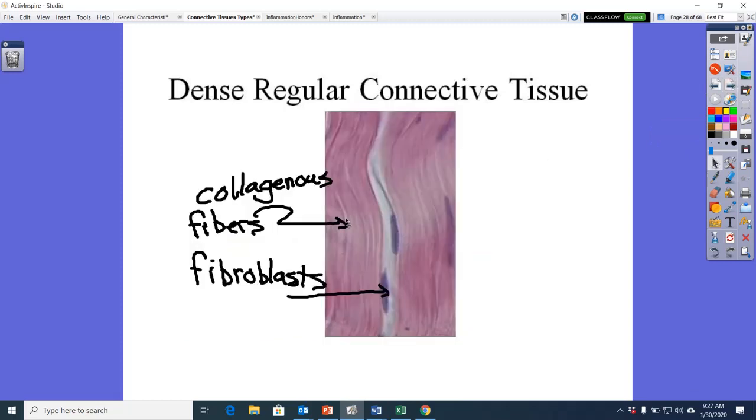Here's another one. Remember, collagenous fibers stain pink, and so you can see a collagenous fiber running linear here, and then one running parallel to it. And the fibroblasts are going to get flattened in between the two fibers here. Here's one fibroblast, and then here's another. You can see they're stained purple.